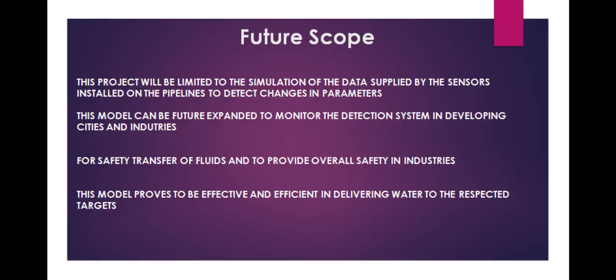As the demonstration is over, the next slide is the future scope of this project that we have built. This project is currently limited to the simulation of data supplied by the sensors installed on the pipeline to detect changes in parameters, that is, to detect leakage or any further conditions in that environment. This model can in future be expanded to monitor detection systems in developing cities and industries which use a large, meshed number of pipeline systems. It is further for the safe transfer of fluids and to provide overall safety in industries.